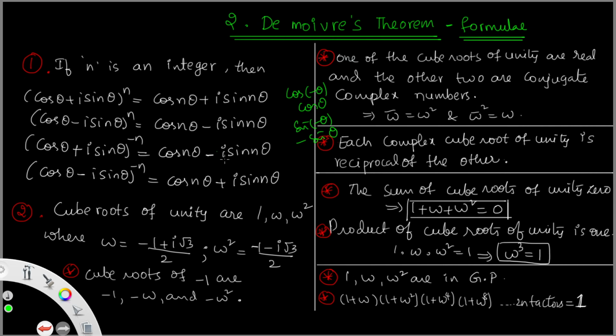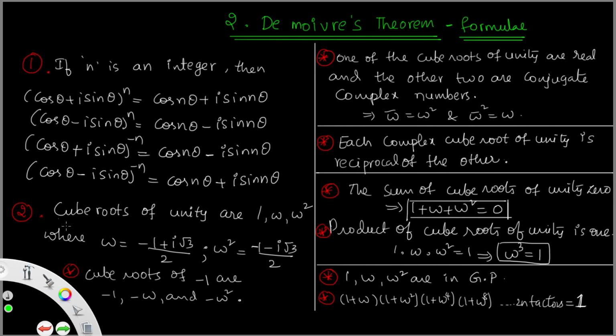Okay, this is the formula for De Moivre's theorem. The power goes to join with its argument. That's all. This statement is true for all n belonging to Z, always. It may be positive or negative.